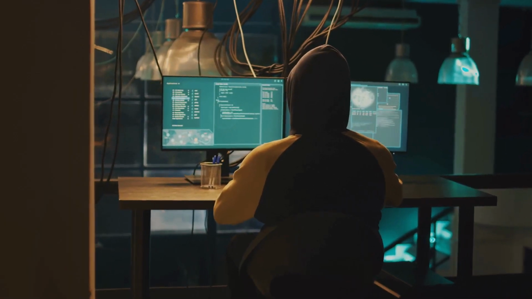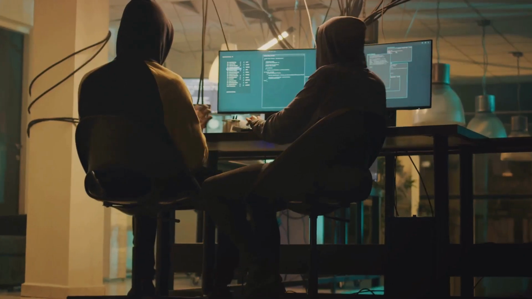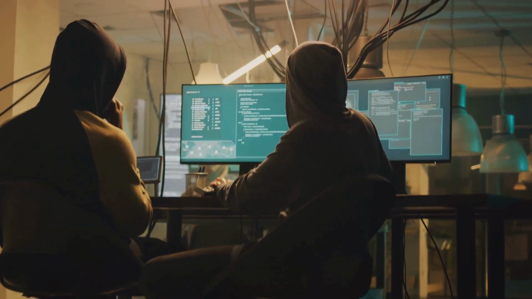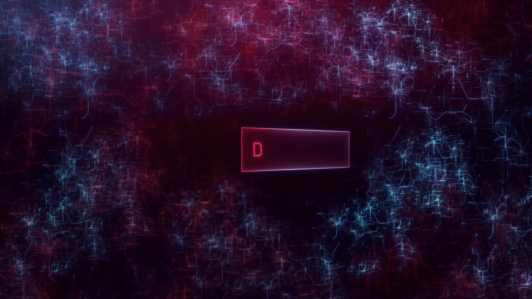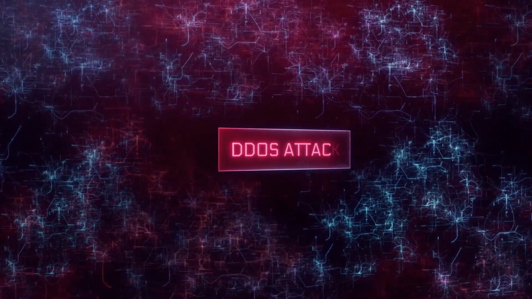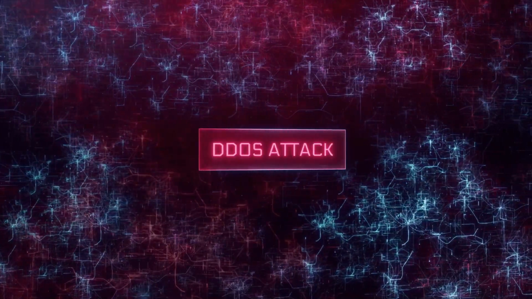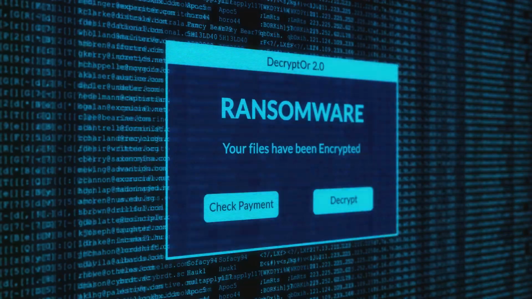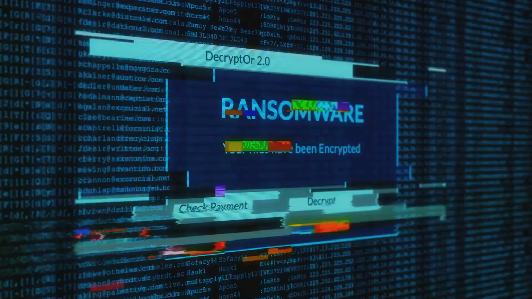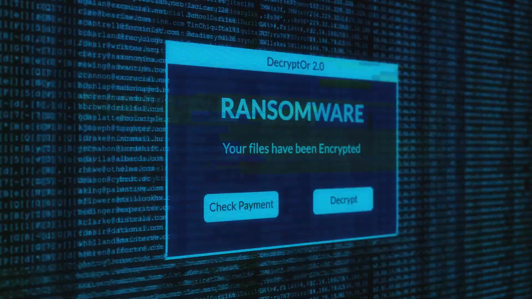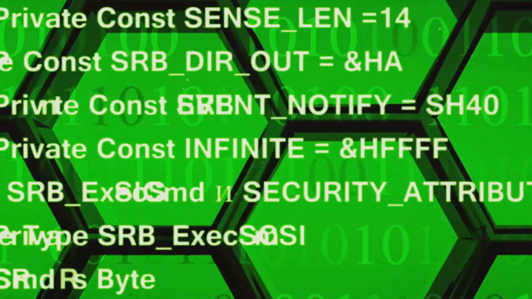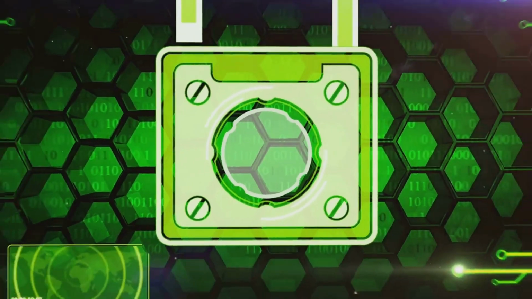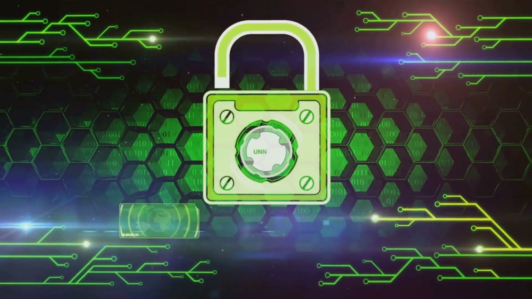Unpatched applications or servers present another attack vector. Attackers exploit known vulnerabilities in these systems to gain access or disrupt services. Distributed denial of service, or DDoS, attacks overload servers with traffic, causing them to crash. Ransomware is a type of malware that encrypts a victim's files. The attacker then demands a ransom from the victim to restore access to the data upon payment. Misconfiguration of security settings can leave systems exposed and easy to exploit.